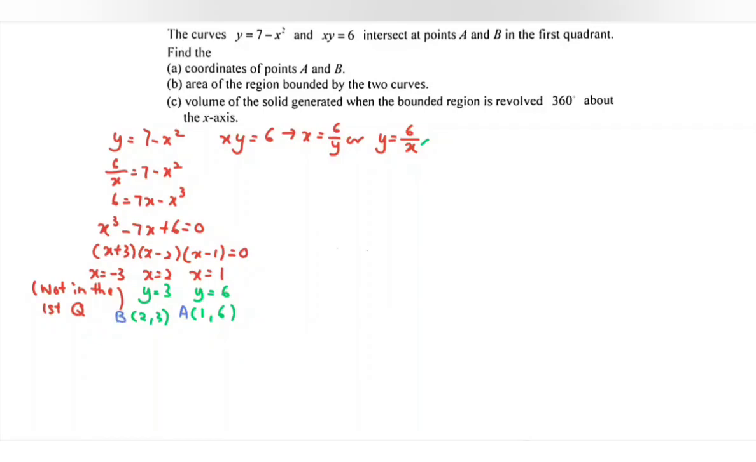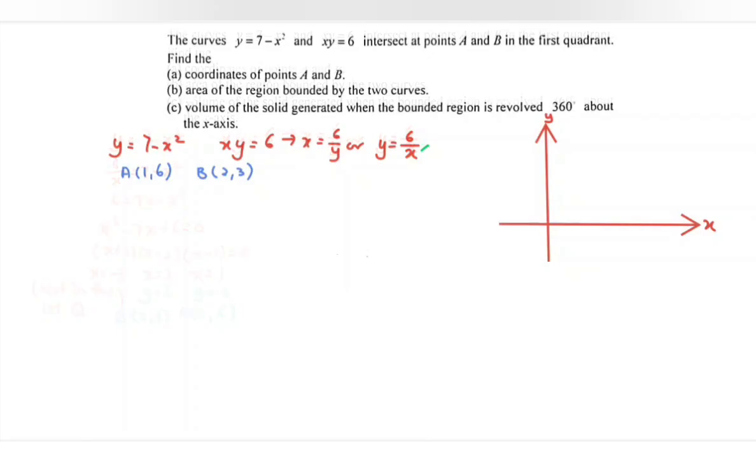Next is to sketch the graph. So kindly refer to the xy axis. First, what we have to do is to sketch y equals 7 minus x squared. So here will be the graph. Here we will have 7, and here we have y equals 7 minus x squared. Next, we have to sketch the graph y equals 6 over x. So here will be the graph given.